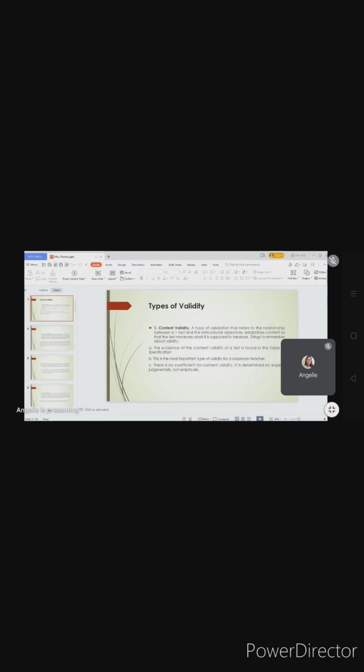First, content validity is a type of validation that refers to the relationship between a test and the instructional objectives, or establishes content so that the test measures what it is supposed to measure. There are things to remember about validity.